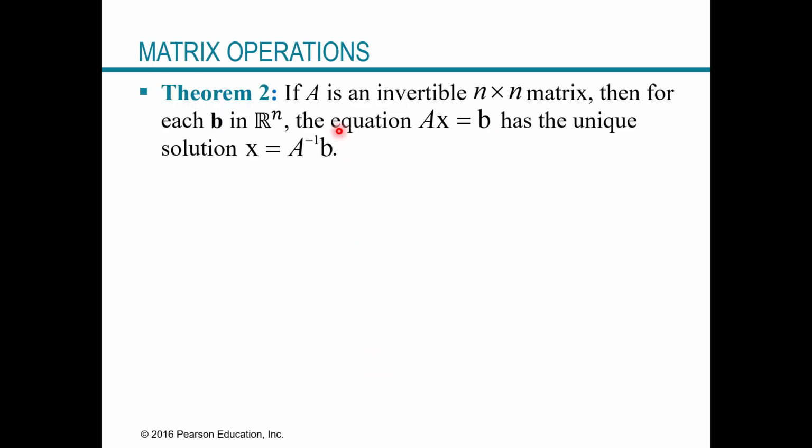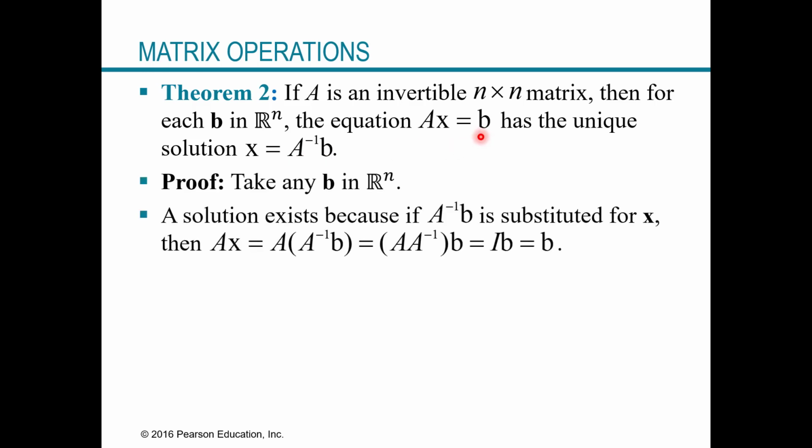Here's another theorem. If A is an invertible n by n matrix, meaning it has an inverse, then for each vector B in Rn, the matrix equation or vector equation Ax equals B has a unique solution x equals A inverse times B. So just take a look at this real quick. If you were to substitute A inverse B right here for x, look what would happen. It would be A times A inverse, which, think of it as undoing each other, giving you the identity, which is just the identity times B, which is B.